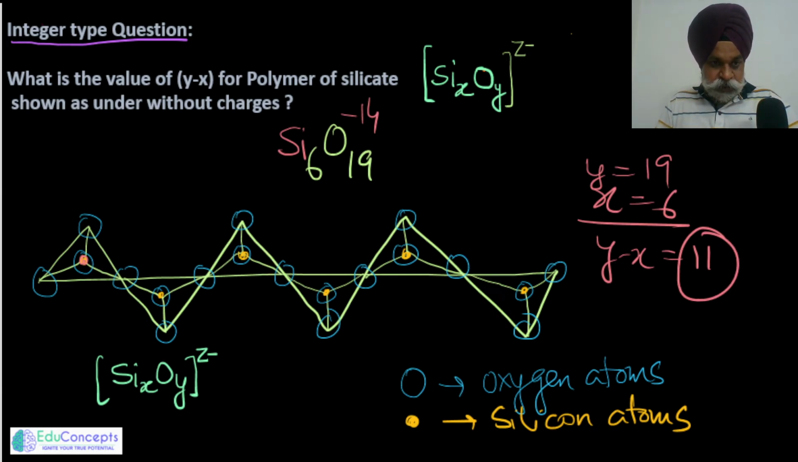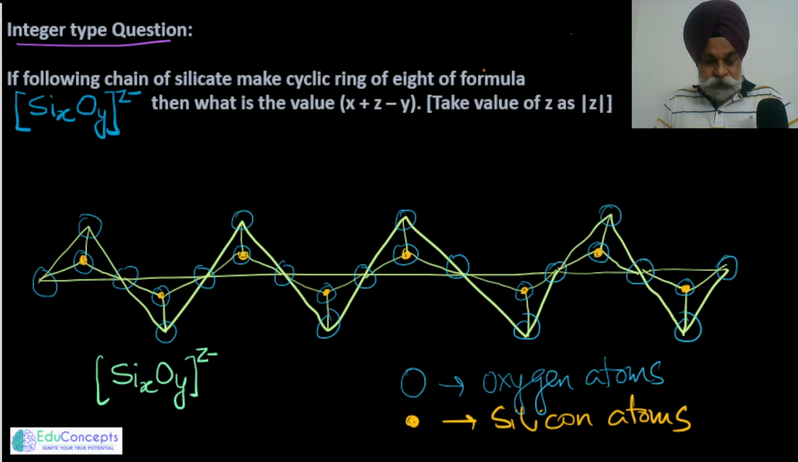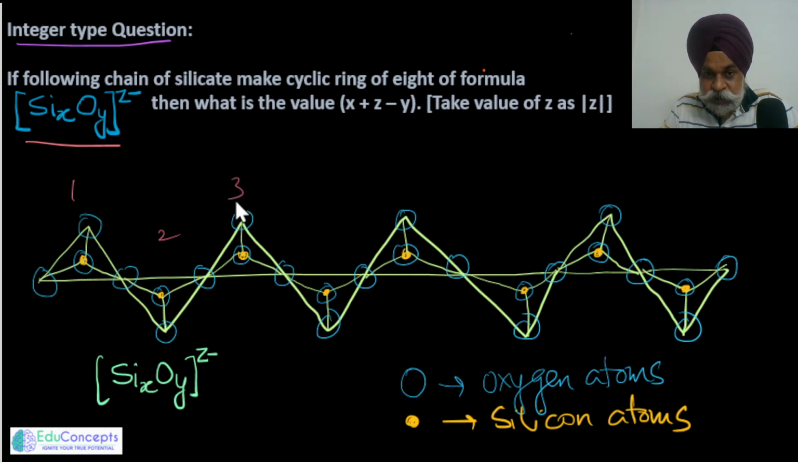Moving on to the next one. So what is the next one? If the following chain of silicate makes a cyclic ring of 8 of this formula, what is the value of X, Z and Y? A beautiful question, a very tricky question. So they have given you tetrahedrons. How many tetrahedrons have they given? I think it is 8 only, 7, 8. Yes, because they are writing 8.